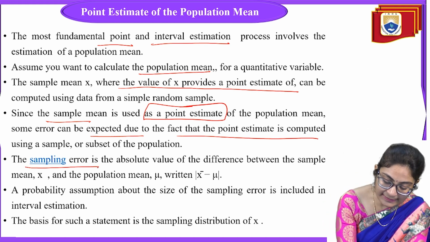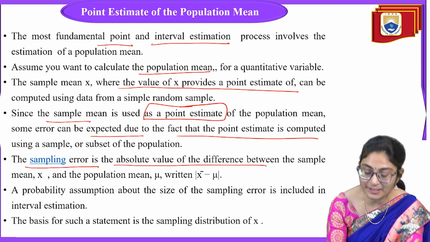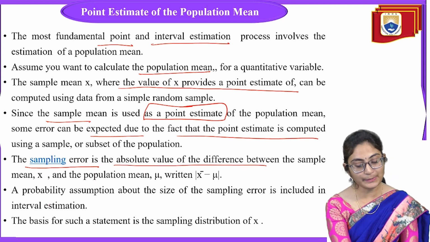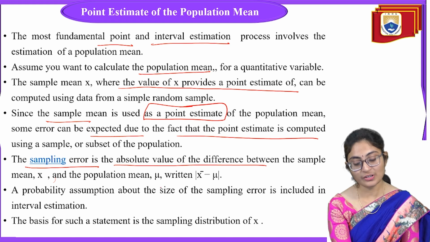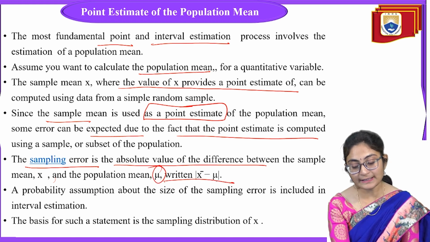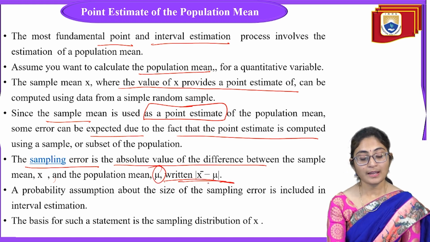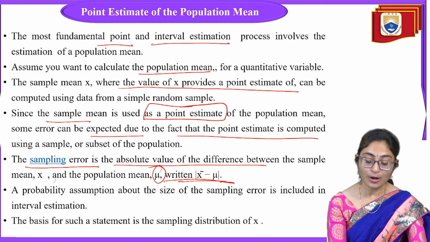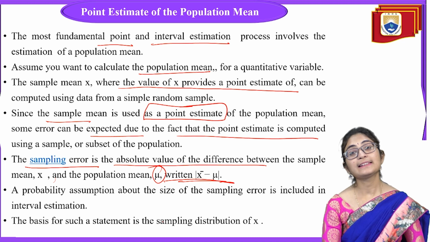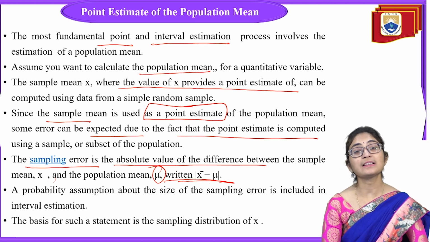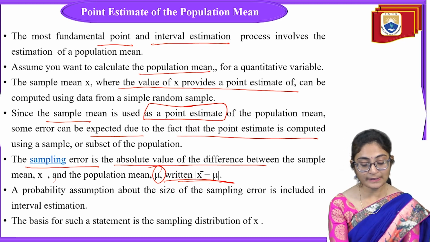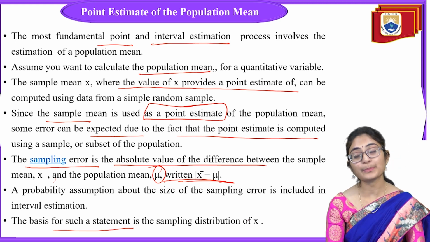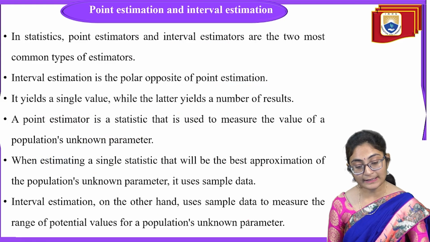And the sampling error is the absolute value of the difference between the sample mean x bar and the population mean mu. And we can write these things. So the probability assumption about the size of the sampling error is included in interval estimation. And the basis of such a statement is the sampling distribution of x bar.